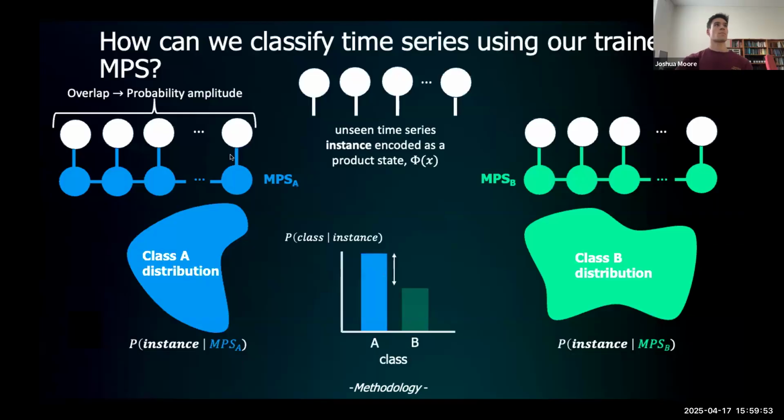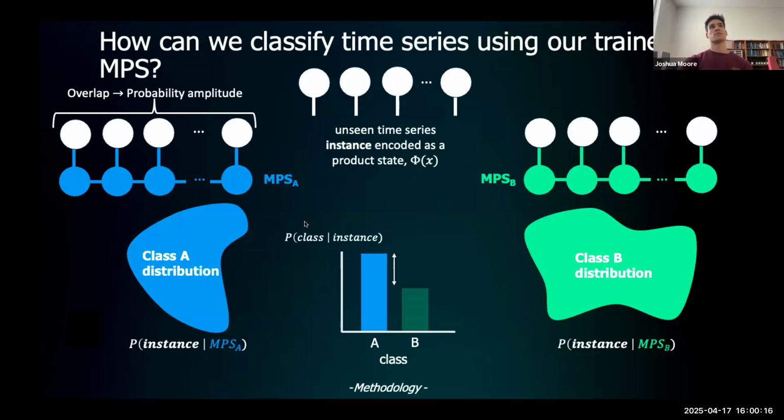Okay. So once we have our trained MPS, some of the things we can do, we can classify. So you train one joint distribution to represent class A, for example. So it has some distinct behavior. Class B has some distinct behavior. We have 2 MPSs. You can think about it this way: one MPS representing class A, one MPS representing class B.